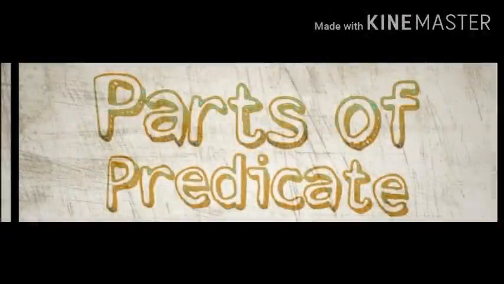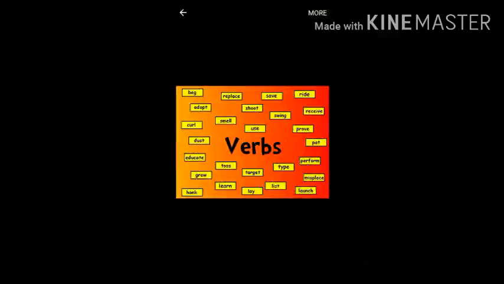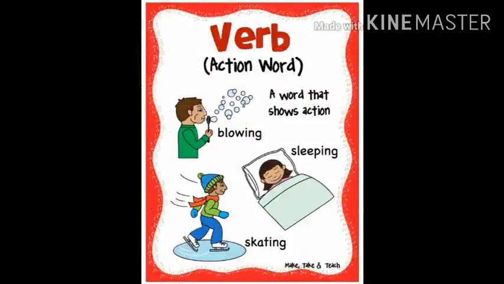Mostly, predicate contains more than one word. It includes verb, object, subject complement, object complement, etc. Let's discuss them one by one. First of all, predicate contains the verb of the sentence. Verb is an essential part of the predicate. A verb is an action word. For example, blowing, sleeping, skating, etc.